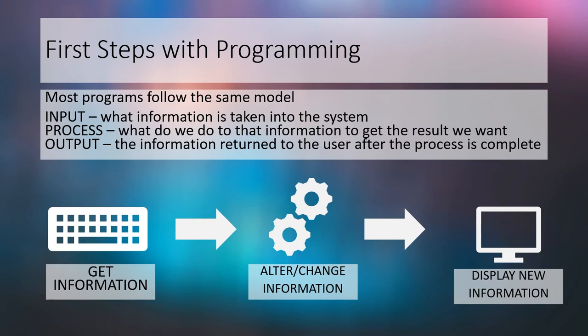The next step is process. What do we do with this information? Do we change it or make new information based on the input? Finally, we have the third step, which is output. What information do we send back to the user of the program? This might involve displaying something on the screen or saving something to a file.